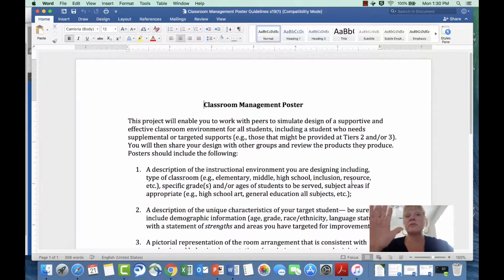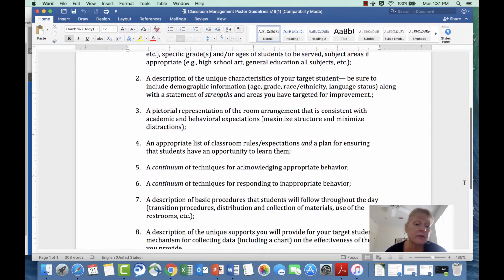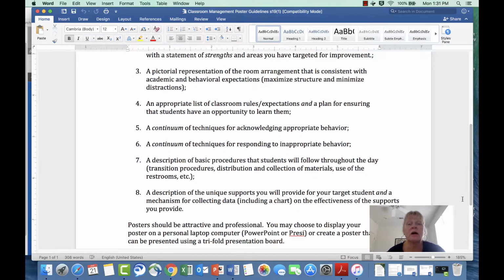So you need a description of strengths and also a description of needs or areas that you have targeted for improvement. You're going to do a pictorial representation of the classroom. You can either do that by having pictures or using one of the templates provided to talk about how that space is going to be arranged.